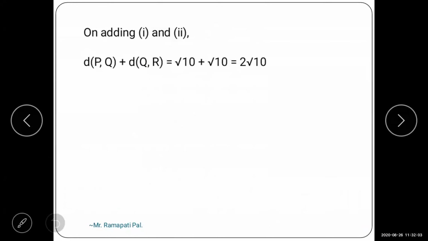So, what is next now? Distance PQ plus distance QR is equal to distance PR from equation number 3. So points P, Q and R are collinear. So, you understood up to here? Sure?